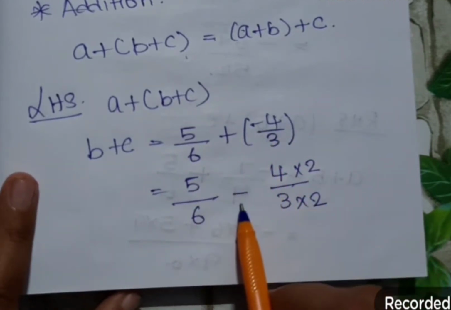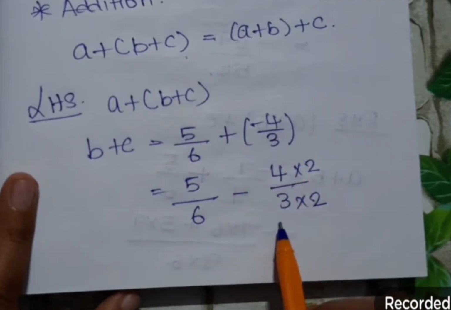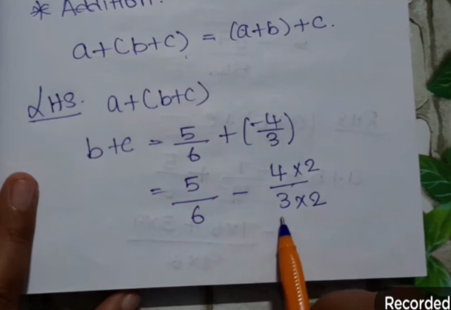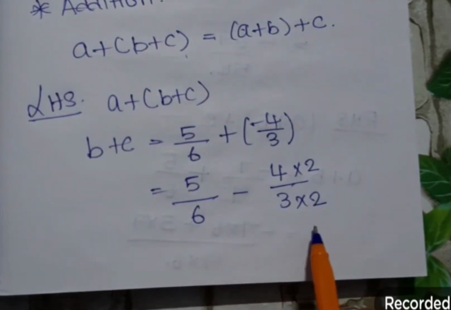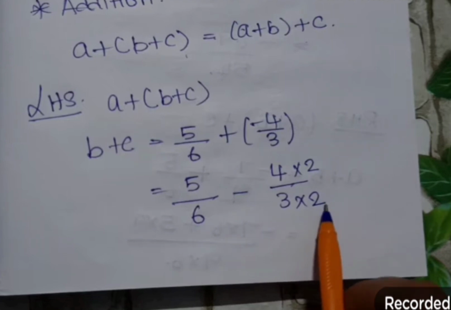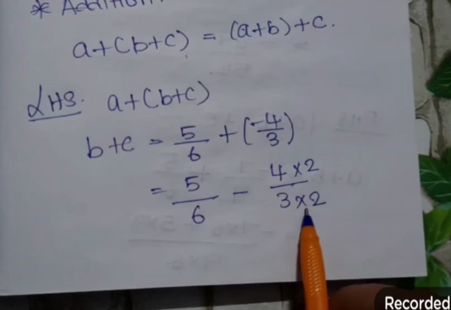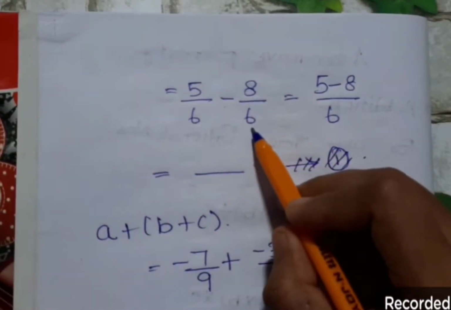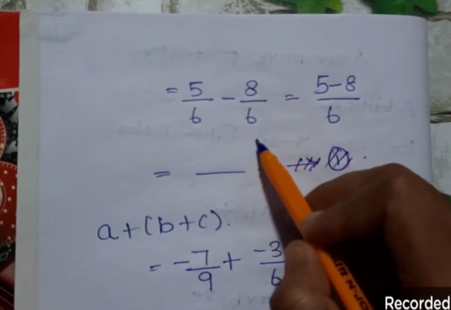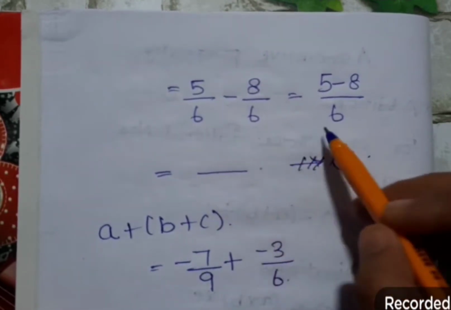So you have to take LCM. LCM value is 6. For that 3, you have to multiply with 2 only, you will get 6. So both the numerator and denominator you have to multiply with 2. Okay. After multiplying like this, you will get the same denominator. So now, next page, 5 by 6 minus 4 2s are 8, 3 2s are 6. You will get 8 by 6.